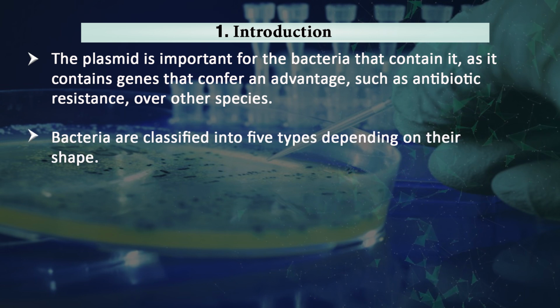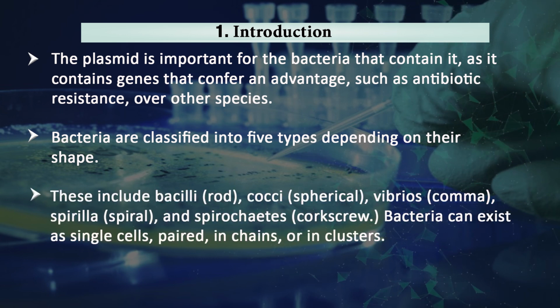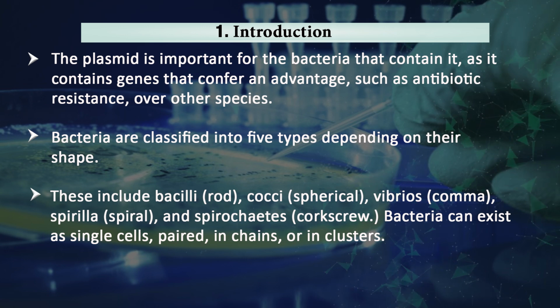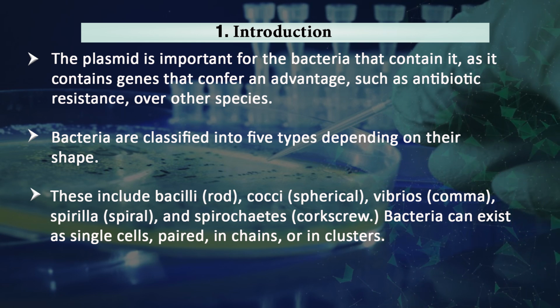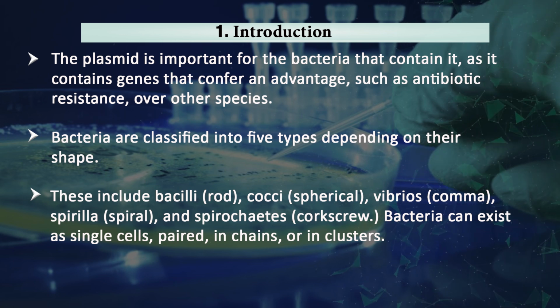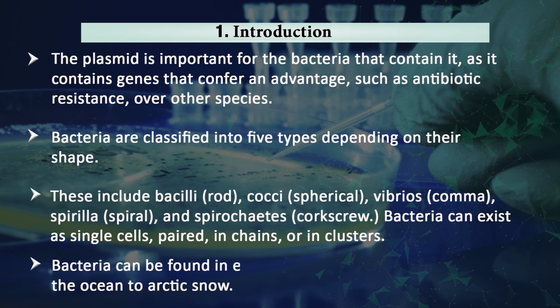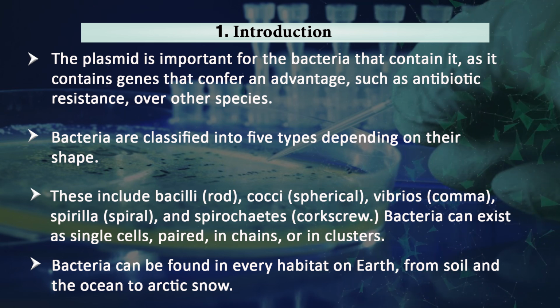Bacteria are classified into different categories depending upon their shape. These include rod-shaped bacteria, known as bacilli; spherical bacteria, cocci; comma-shaped bacteria, vibrio; spiral-shaped bacteria, spirilla; and screw-shaped bacteria, that is spirochetes. Bacteria can exist as single cells, in pairs, in chains, or in clusters. Bacteria can be found in every habitat on earth, from soil and the ocean to Arctic snow.